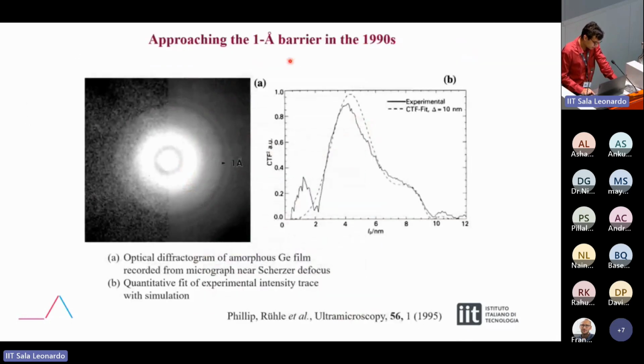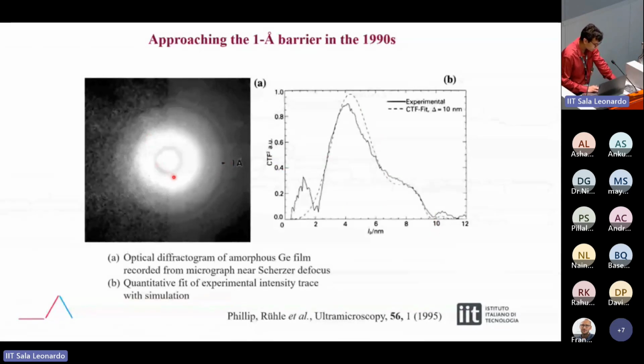So here is another example. At high voltages in the 90s, people finally achieved 1 angstrom resolution. As you can see here, this is the contrast transfer function squared, and you can see how far we can go here. It's close to 10. So in the 90s, we finally achieved 1 angstrom resolution.